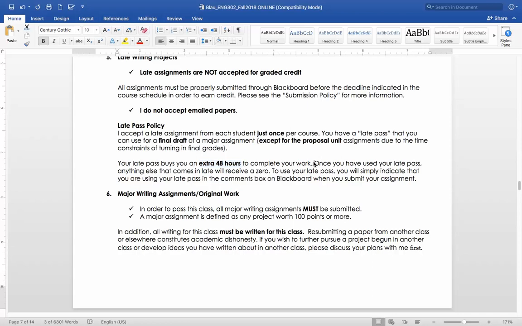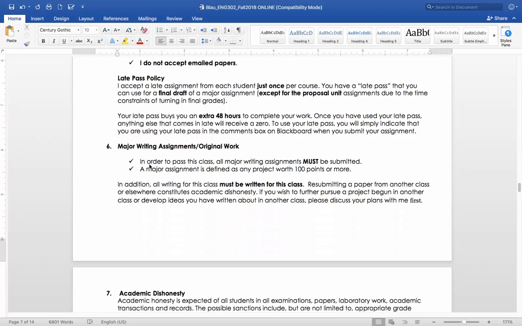Once you have used your late pass, you will receive a 0 for any other late assignments. In order to use the late pass, when you turn it in, just type in the comment box on Blackboard that you'd like to use your late pass, and that's all you have to do.